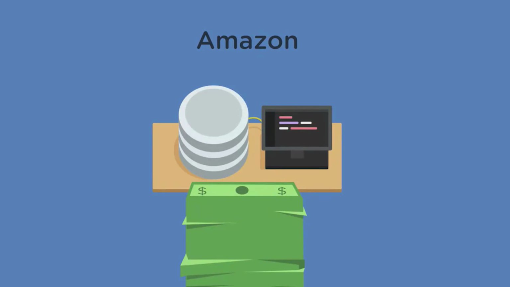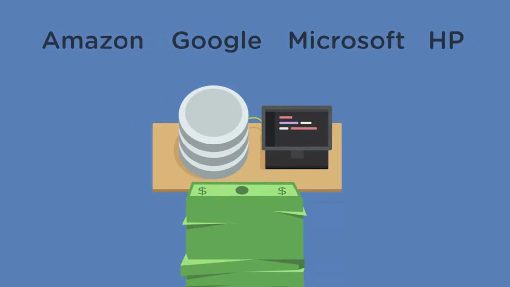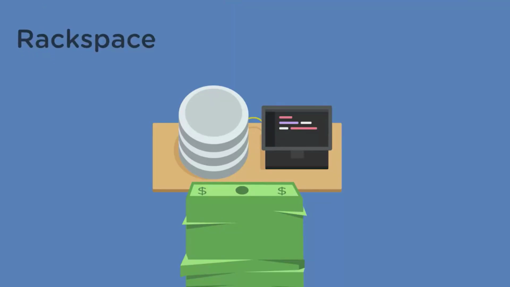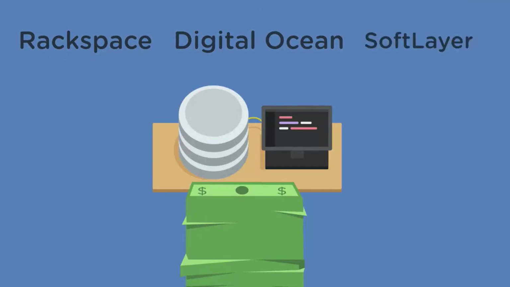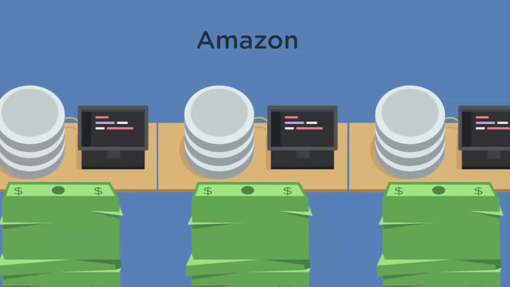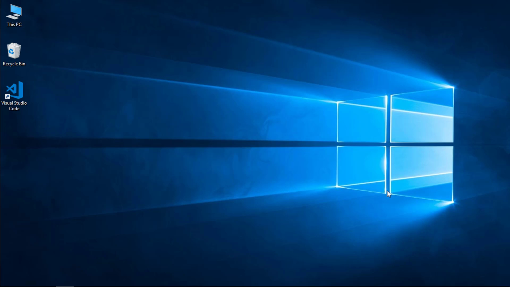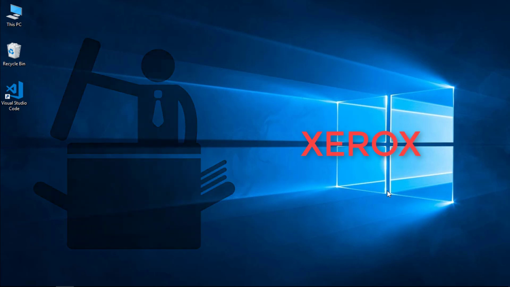There are many others, including well-known companies like Google, Microsoft and HP, but also less well-known companies like Rackspace, DigitalOcean and SoftLayer. But right now, Amazon is the biggest, most well-known and most actively used cloud provider in the world. That's why people sometimes use the terms AWS and cloud interchangeably, even when they actually mean two different things. It's sort of how people refer to all copy machines as Xerox.